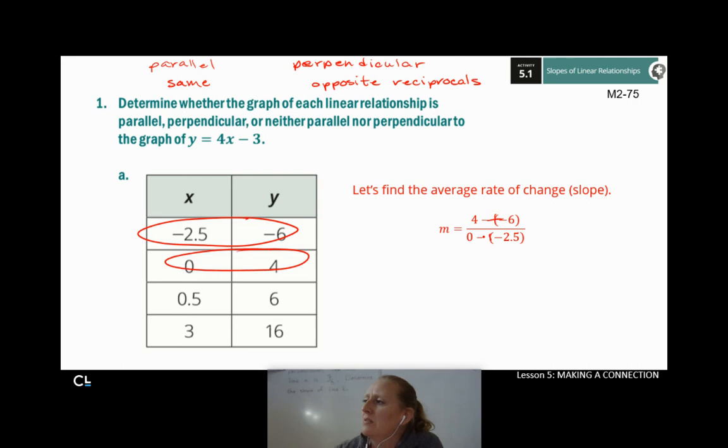Those become positives. So I actually have 4 plus 6 over 0 plus 2.5. So I have 10 over 2.5. If I grab my trusty calculator and I divide 10 divided by 2.5, I get 4. Hey, that's the same as this slope, isn't it? Oh, they're parallel.